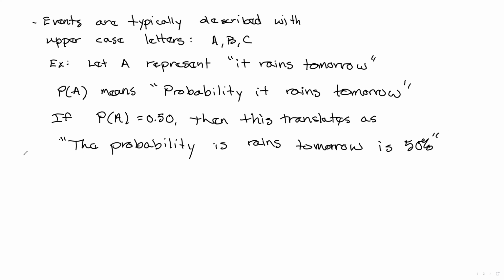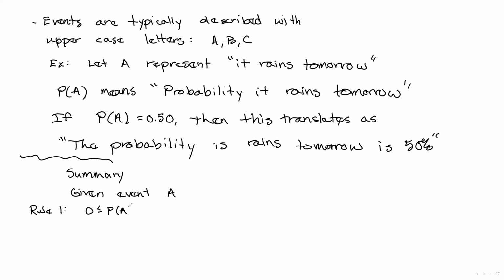So we can summarize this, and we'll do this throughout as we come up with more and more definitions. I will summarize them occasionally. So let's just summarize what we've got so far. Given event A, we'll call it rule 1. Probability of event A is between 0 and 1. Okay. You cannot have probability below 0, and you cannot have a probability above 1.